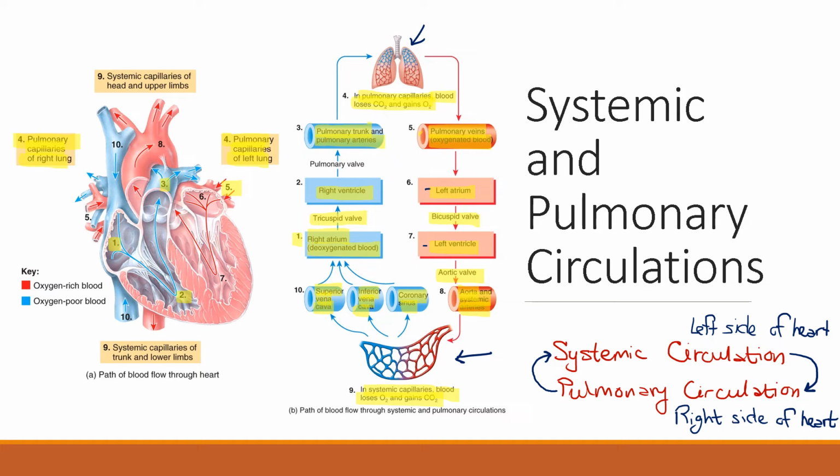Then number 5 here on the right and left side of the heart are going to be those pulmonary veins bringing oxygenated blood back to the heart from the lungs. Enters into the left atrium, then to the left ventricle, and then to the aorta and systemic arteries at number 8. Number 9 is the systemic capillaries. The ascending aorta is going to bring blood to the systemic capillaries of the head and upper limbs. And the descending aorta down here is going to bring blood to the systemic capillaries of the trunk and the lower limbs. And then here we have the inferior vena cava and the superior vena cava bringing blood back to the right atrium.